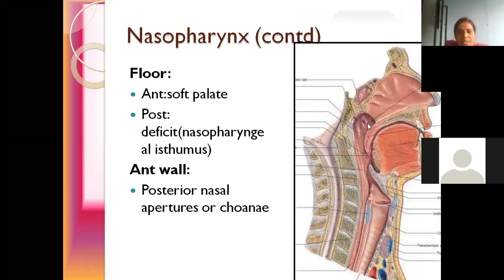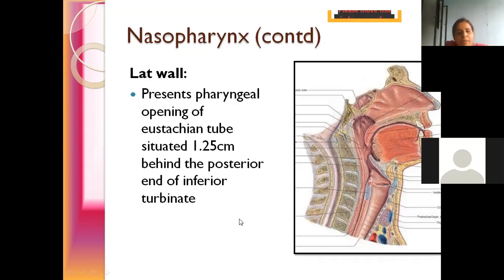Okay, so floor, how is this? This whole area is nasopharynx, beta. So obviously this is the floor. What do you see there? Soft palate anteriorly, and behind you will see it is in continuation with the nasopharyngeal isthmus, this area. Okay, so the anterior wall is in communication with the nasal cavity, you can write, where we have the concha and meatus. Okay, shelf-like projections. This is the lateral wall.